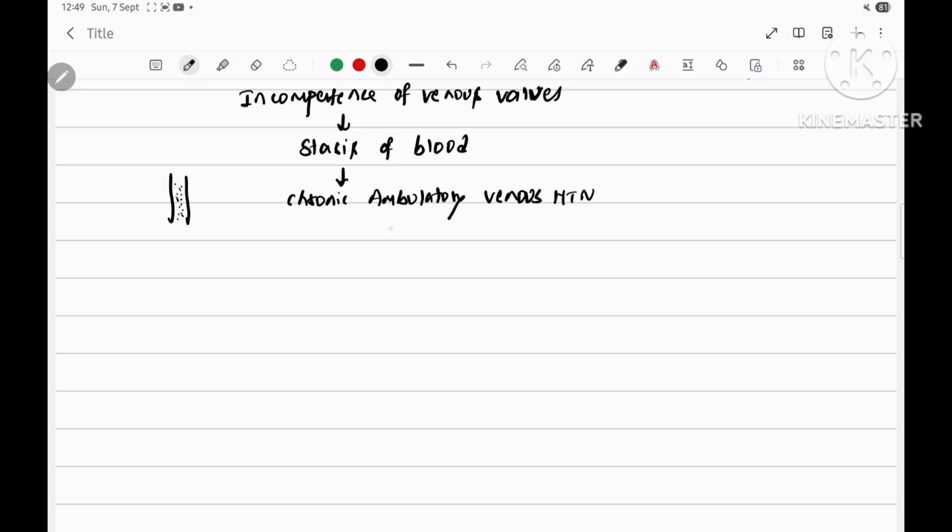Chronic ambulatory venous hypertension. When the pressure in the venous system is increased, it causes the blood to diffuse into the tissue planes. First, it causes defective microcirculation, and later on the RBCs get diffused into the tissue planes.